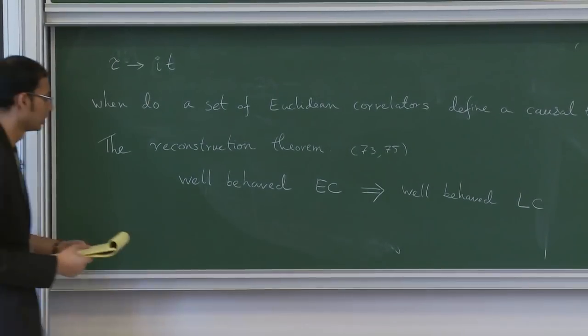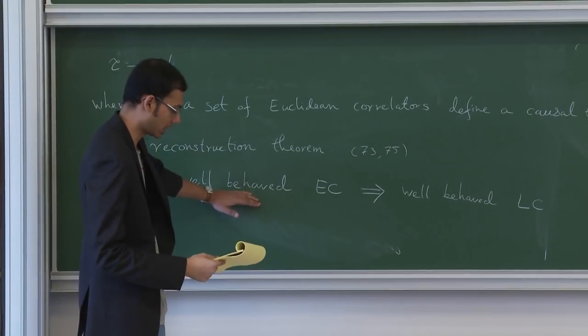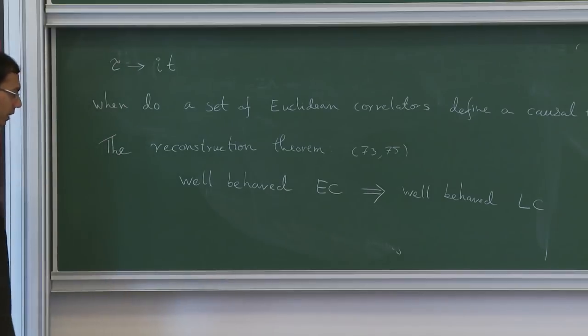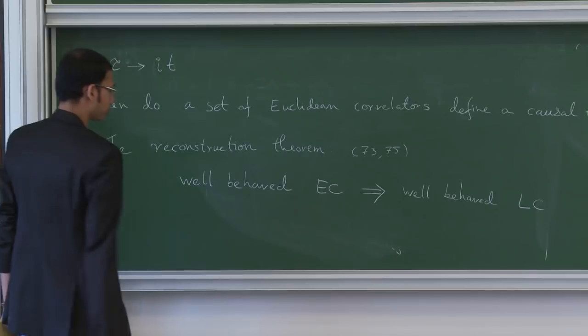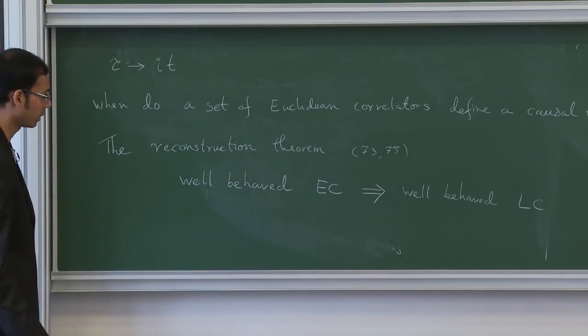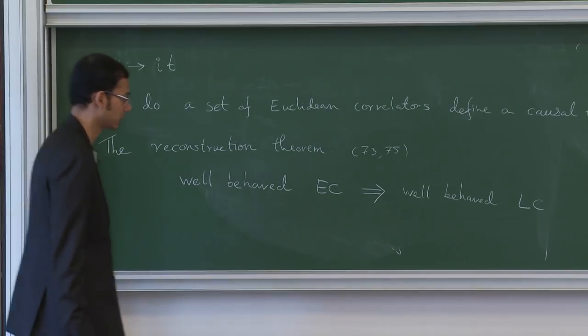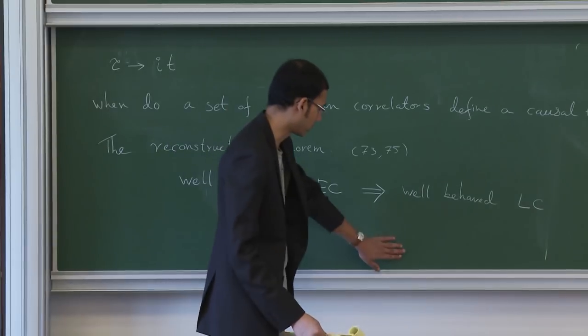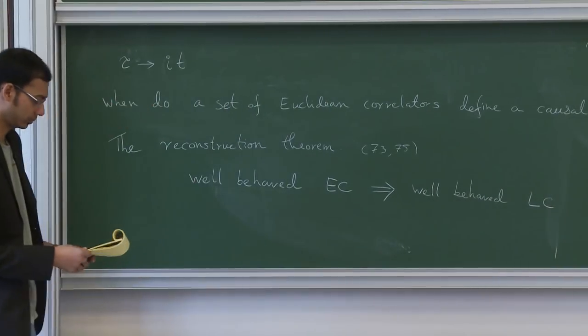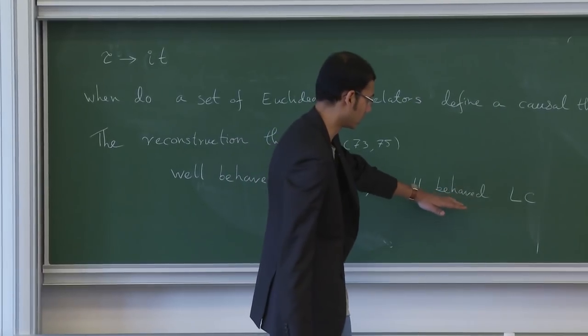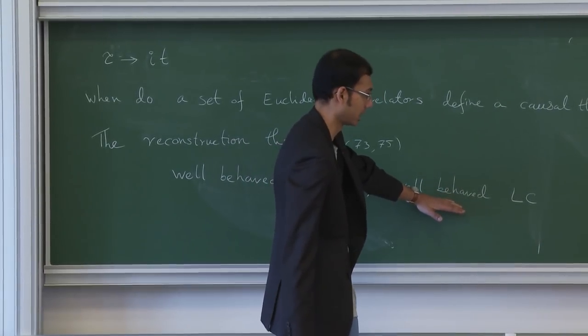By well-behaved Euclidean correlators, I mean they are analytic away from coincident points, SO(d) invariant, crossing symmetric, reflection positive, and obey a certain growth condition, which is not relevant for our discussion. And by well-behaved Lorentzian correlators, I mean they are Poincaré invariant, causal, and unitary.